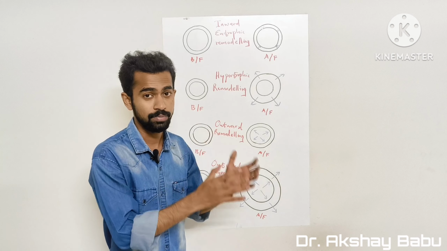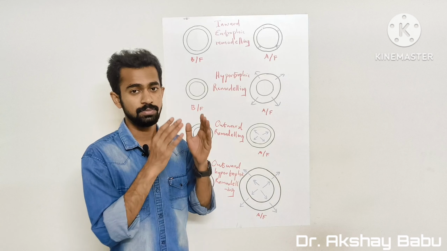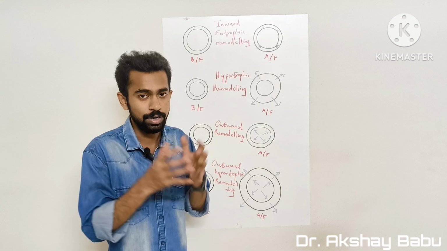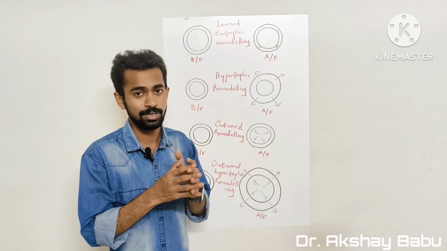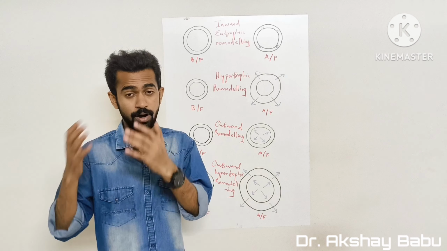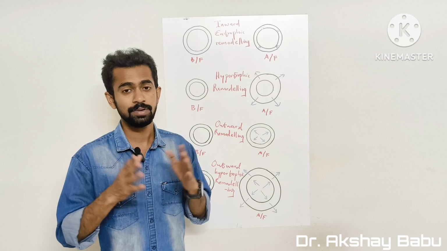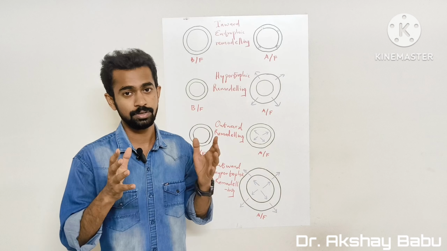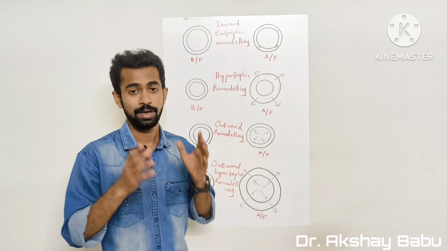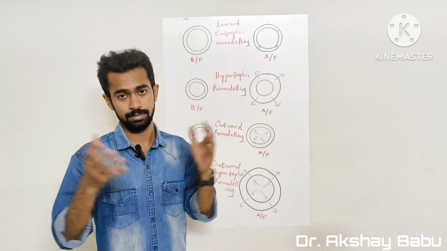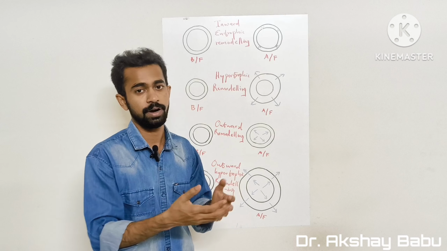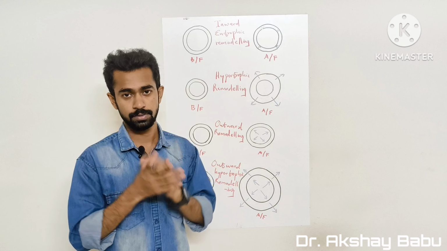In inward eutrophic remodeling, I have told that small blood vessels such as arteries and arterioles will get constricted. This constriction is in response to increased blood pressure. Whereas larger blood vessels will never get constricted in response to increased blood pressure. Instead, their vessel wall will get thickened. These larger blood vessels will respond to increased blood pressure by thickening their vascular walls.